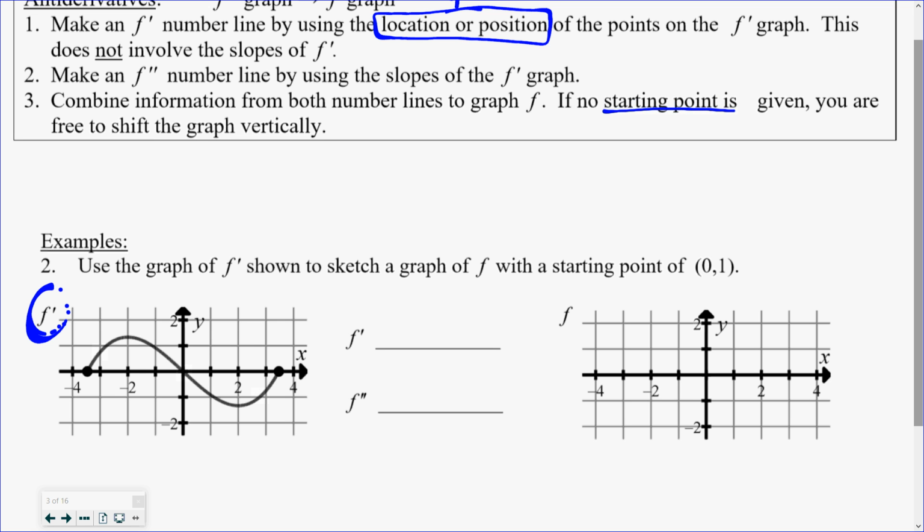What we mean by that is at negative 3.5, this f prime is equal to 0. That means the slope is 0. So let's come on here. Negative 3.5 is the starting point. The slope's also 0 there, so keep that in mind. And then over here at 0, the slope is 0 again. Then over here at 3.5, it's equal to 0 again.